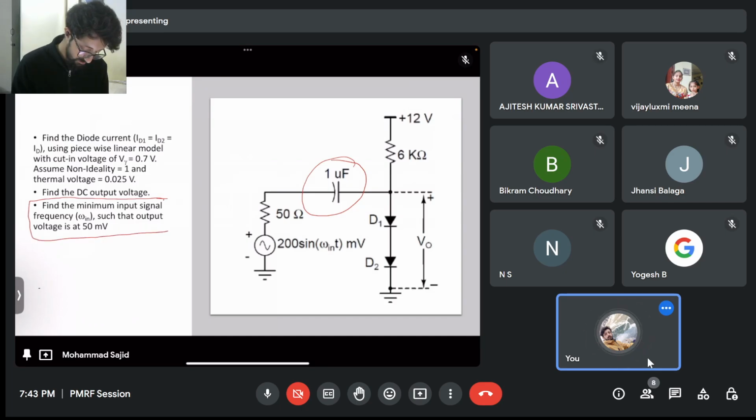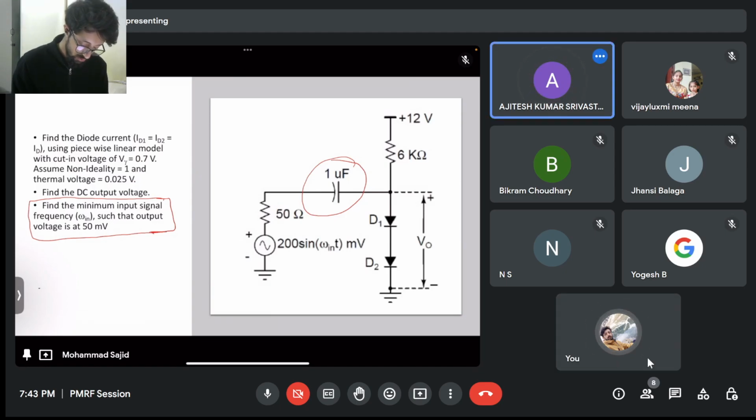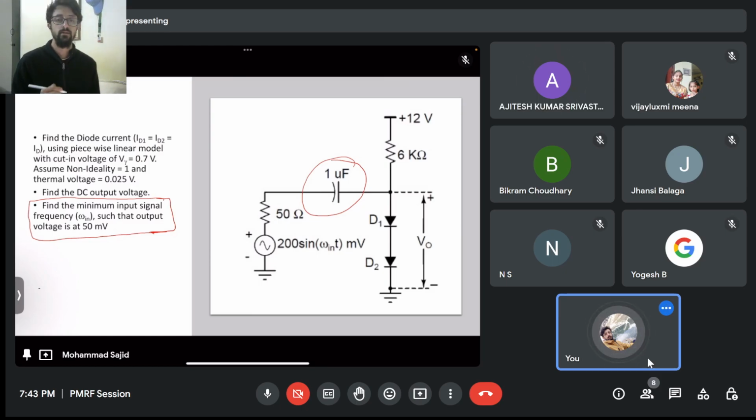You have to find the input signal frequency, right? In this question, the frequency is not given. Your capacitor is considered to be short only at a large frequency, so you don't have to short this capacitor. While you draw this equivalent circuit, you always consider this capacitor.